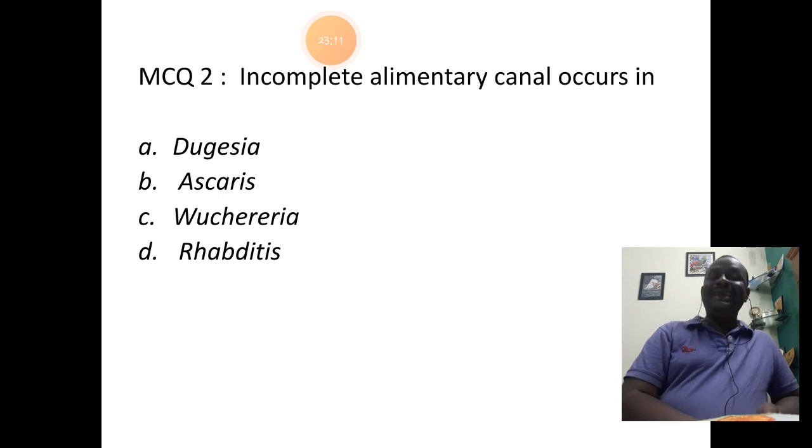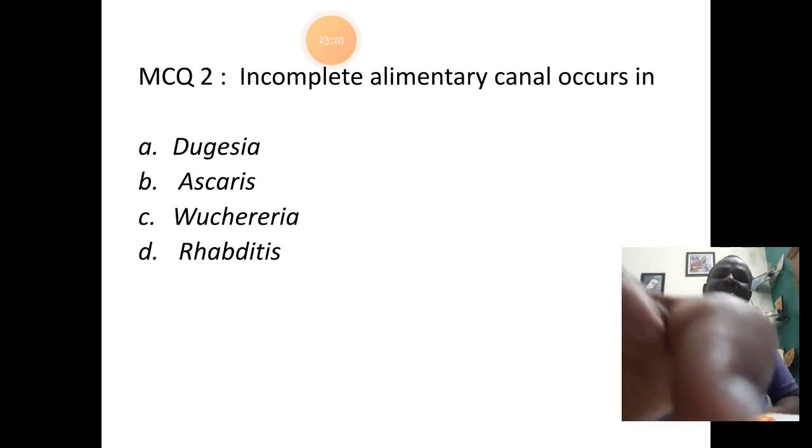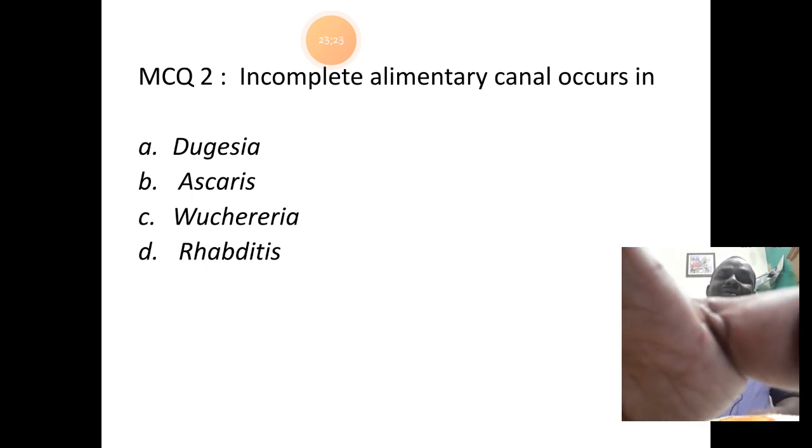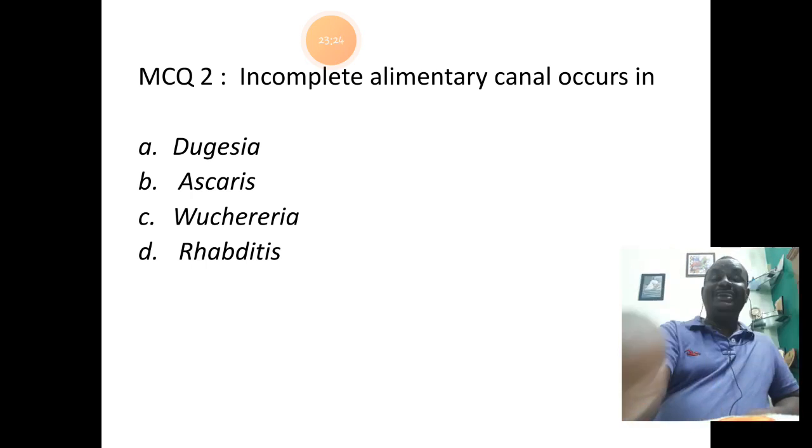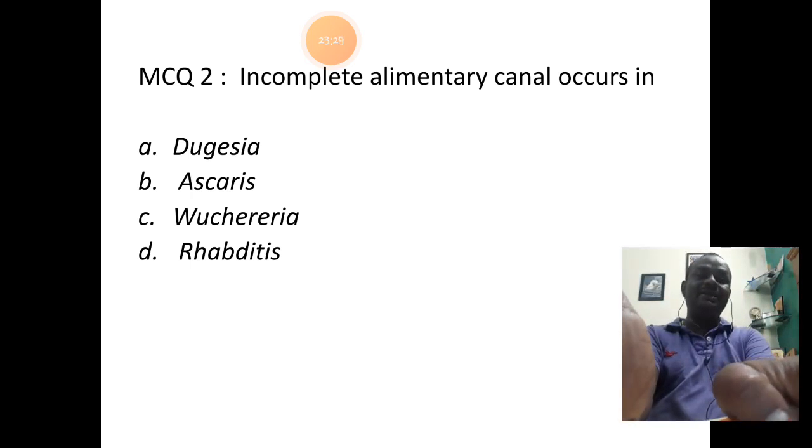Question 2. Incomplete alimentary canal occurs in which of these animals? Dugesia, Ascaris, Wuchereria, Rhabditis. So Dugesia is the common name of planaria, the scientific name of planaria. So planaria will be the right answer here. A.